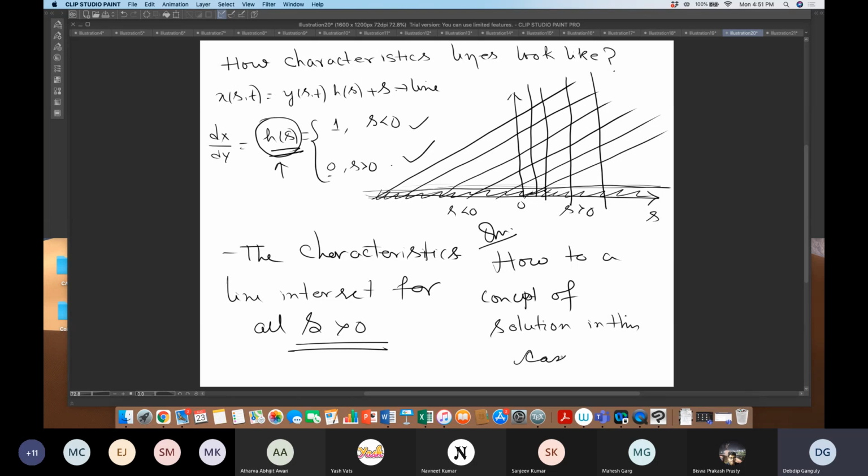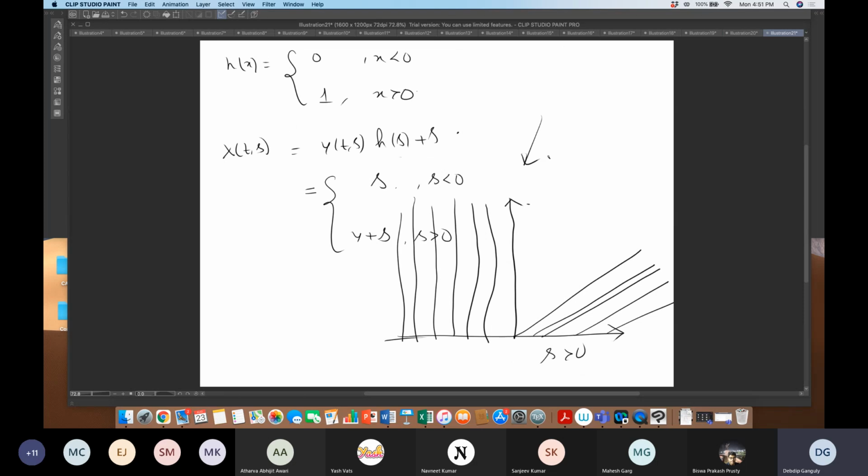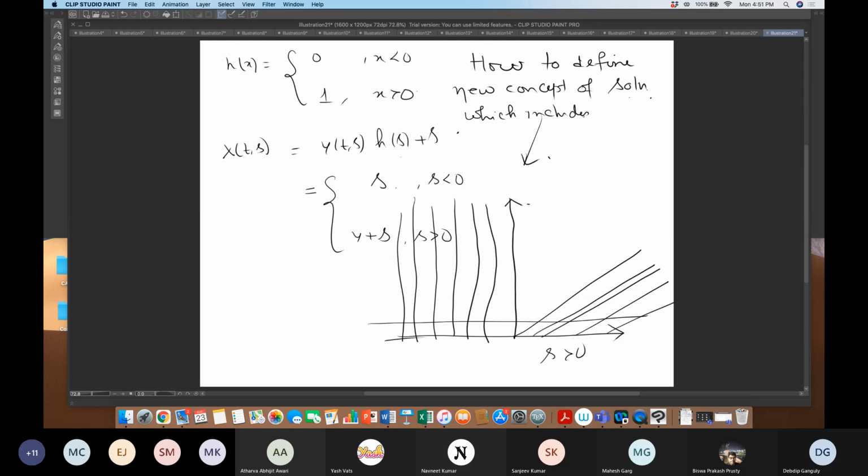In this case. Okay. And similarly, the same question we can ask here again. How to define, of course we can define the classical one, but something more. How to define a new kind of concept, a new concept of solution, which includes both the cases.